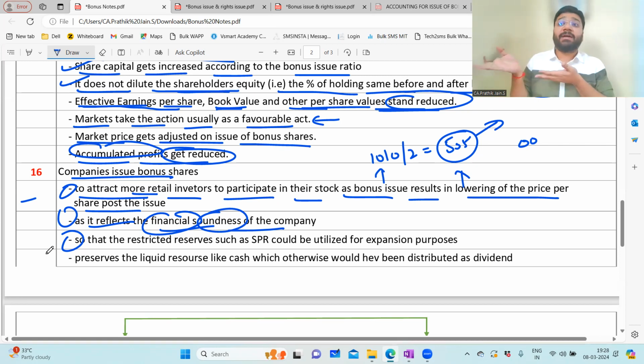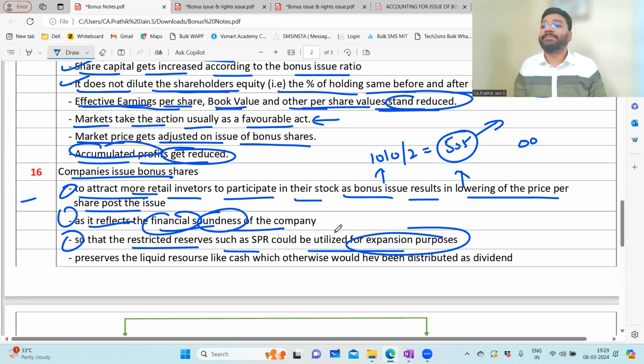Now I have reserves, SPR, CRR is also there. But can I use it? Because SPR and CRR are restricted for specific purposes by the Companies Act. So money is there, but I cannot use it. I'm compelled by law not to use that money. So now I'm thinking how to use that money. So the strategy: issue bonus shares, where the restricted reserves are converted to capital. Now once the money comes into the capital account, I can use it for expansion purposes. So therefore, restricted reserves such as SPR can be utilized for expansion purposes.